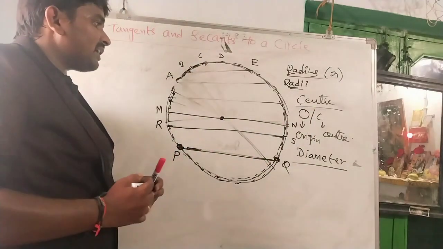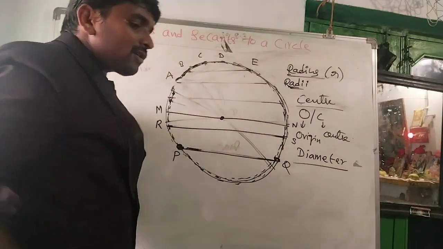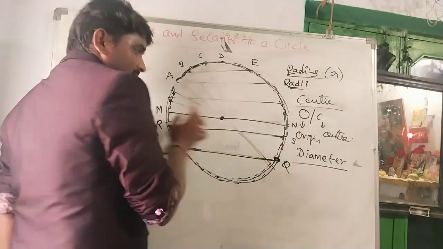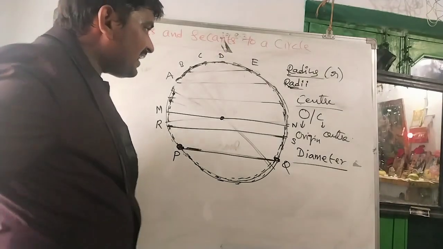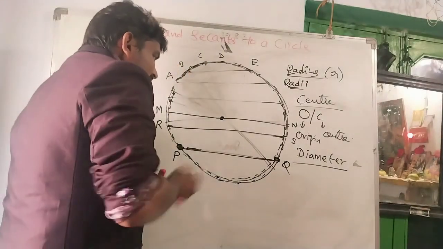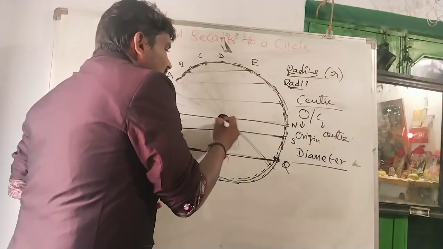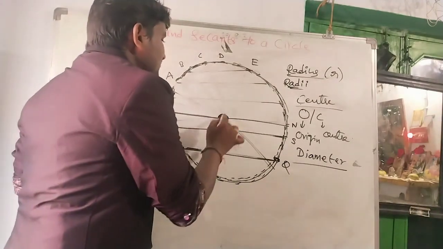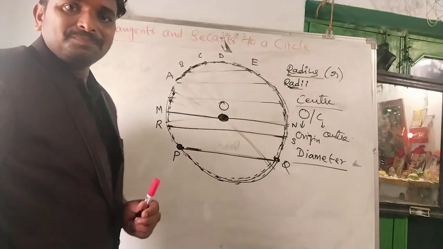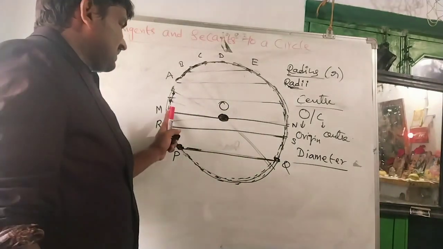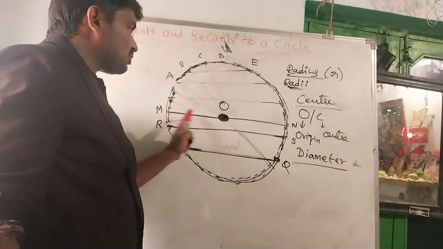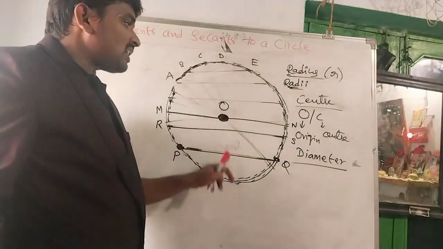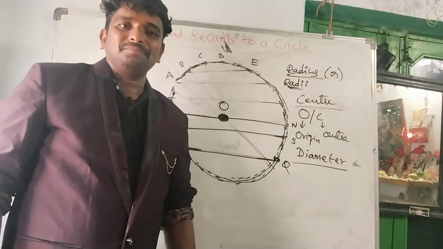How many chords have I drawn here? I have drawn 3 chords: PQ, RS and MN. Did you find any difference here? If you observe chord MN carefully, it is exactly passing through the center of the circle, isn't it? But these two chords are not passing through the center of the circle. Did you get my point or not?